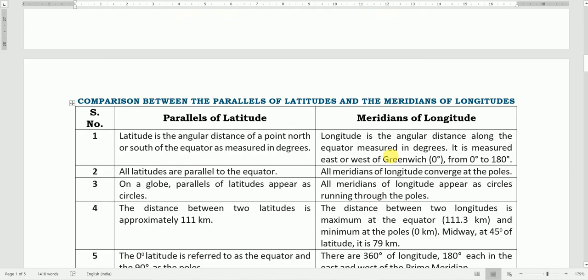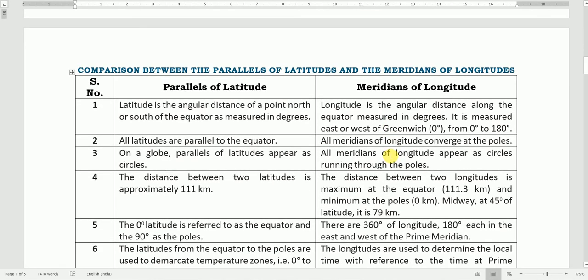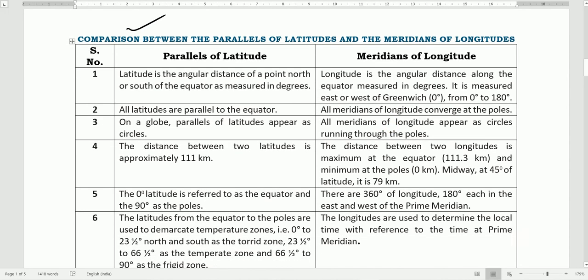And now let us compare the parallels of latitudes and the meridians of longitudes. Let us read this. The first column tells about these parallels of latitude, and the next one meridians of longitude. Let us read the first point. Latitude is the angular distance of a point north or south of the equator, as measured in degrees, that we have read earlier. Angular distance of a point, north or south of the equator, measured in degrees, minutes, and seconds.